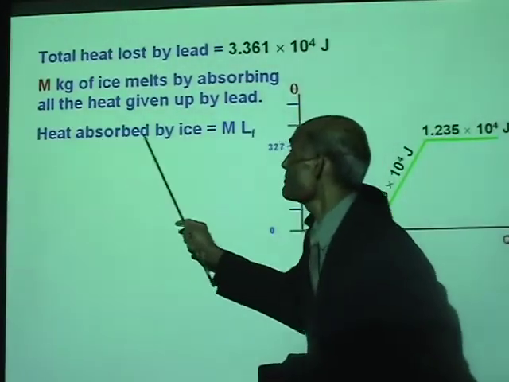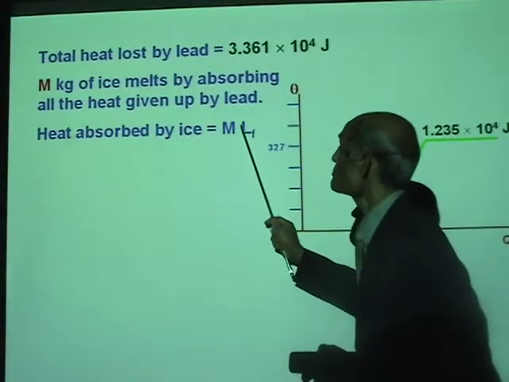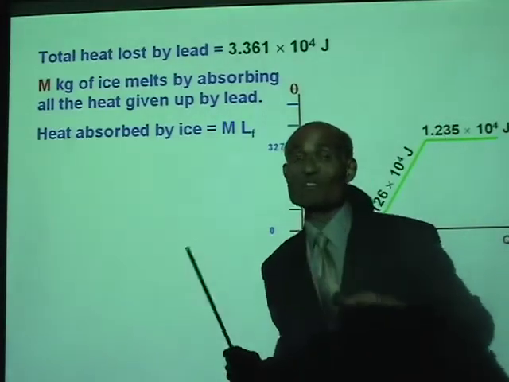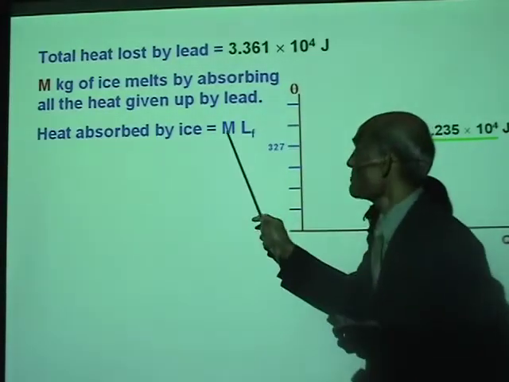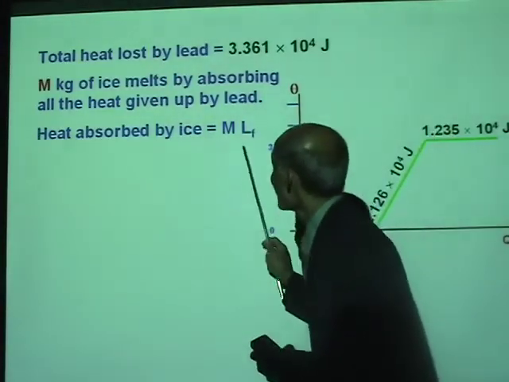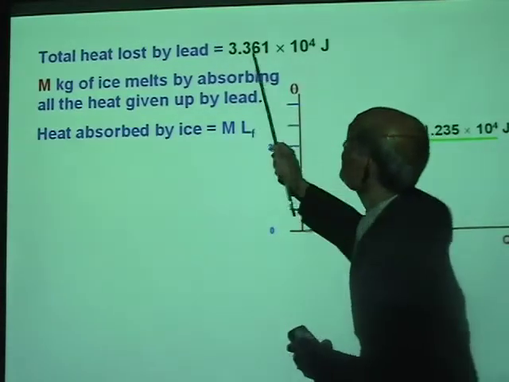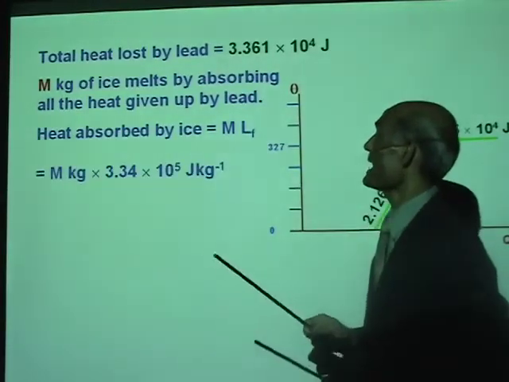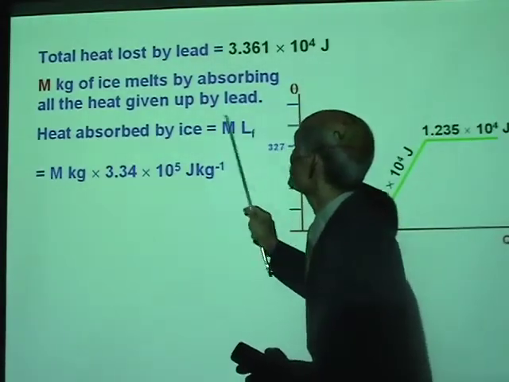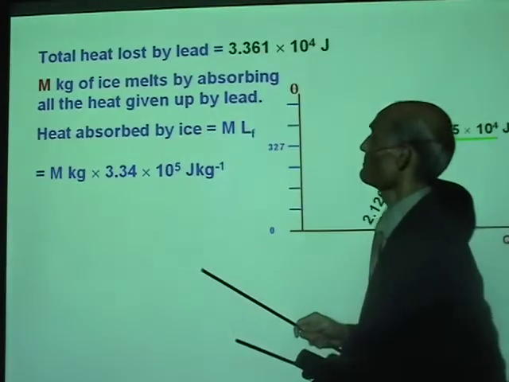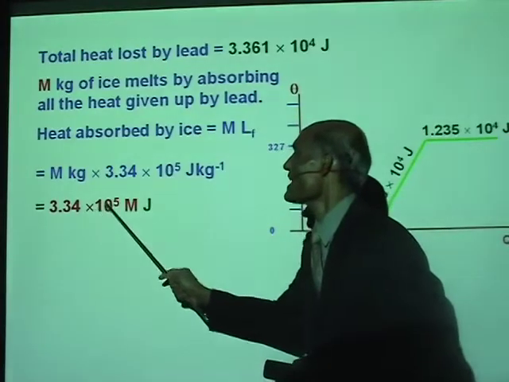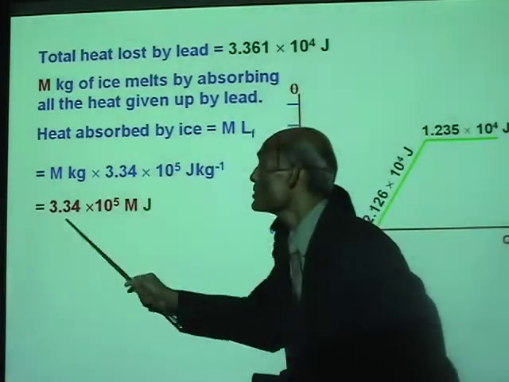Now, what is the heat absorbed by ice? What is the heat absorbed by m kilogram of ice to change to water without changing the temperature? It's mass times latent heat of fusion. And now, this quantity should be equal to the amount of heat given out by lead. Well, this is m kilogram times the latent heat of fusion for ice, which is this value. And that will be, I wrote it like this, 3.34 times 10 to the 5 m. You don't know m.